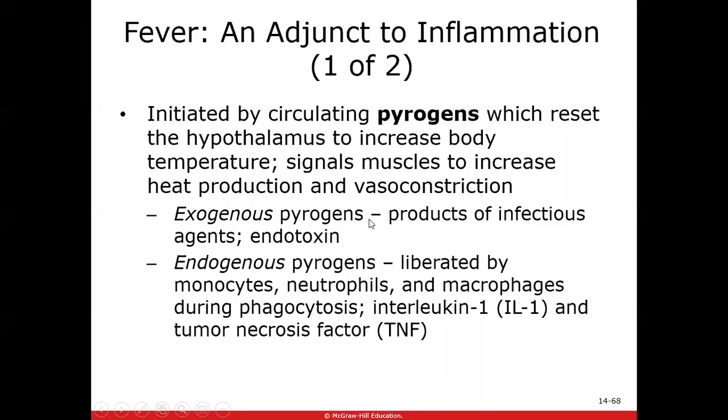So exogenous pyrogens are products of infectious agents. Like they secrete an endotoxin, and that endotoxin becomes a pyrogen, which will cause our hypothalamus to reset and increase our body temperature. Then we have endogenous pyrogens. These are pyrogens that our own body produces. These are liberated by monocytes, neutrophils, and macrophages during phagocytosis. So as they're eating up infectious agents, they're sending out signals to the hypothalamus to increase the temperature.